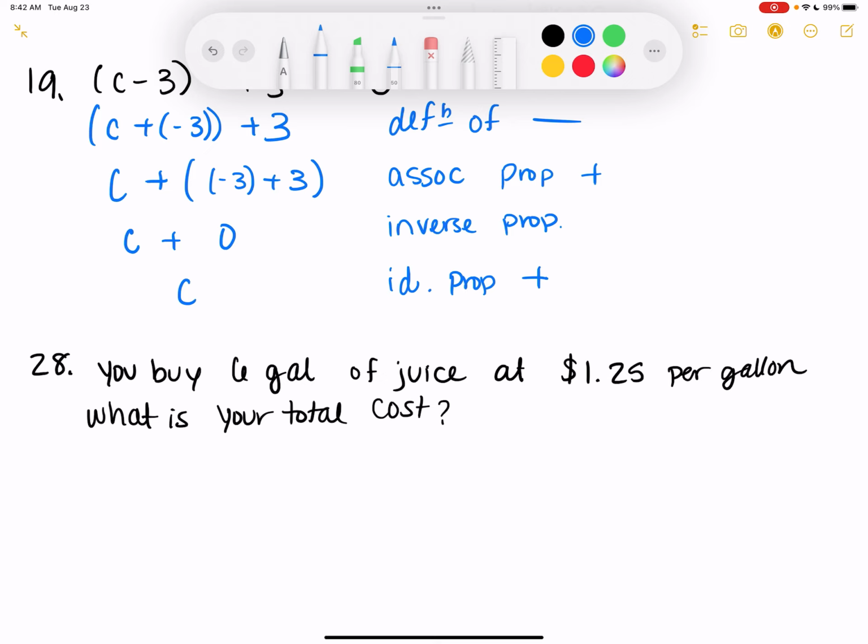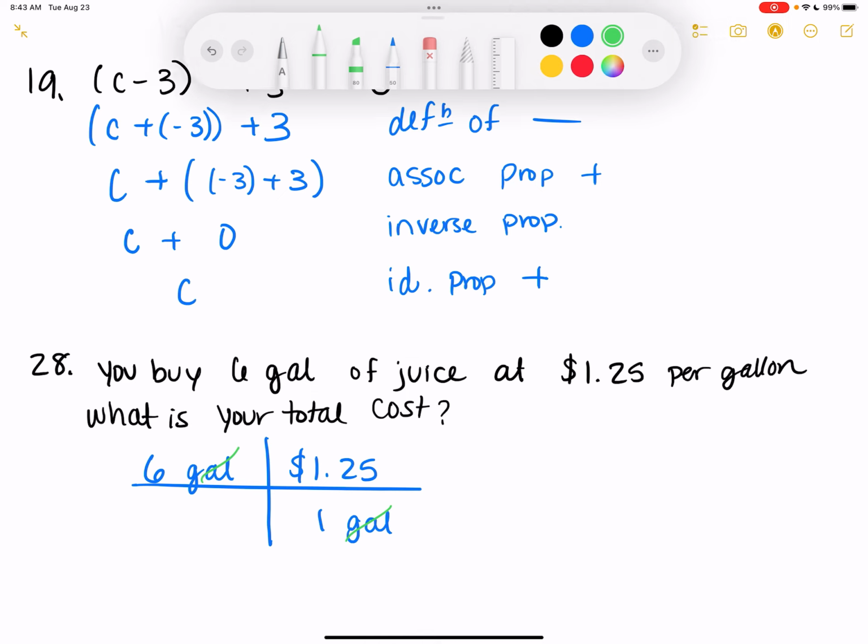So we have 6 gallons of juice. Our cost is $1.25 per gallon. So I'm going to set up this little, does that look familiar? Did y'all do this? Okay. I want my units to be able to cancel. So the $1.25 is going on top, and then 1 gallon, because it's per gallon, is going on the bottom. I can cancel my gallons, and so then I just have 6 times $1.25, which is what? $7.50.